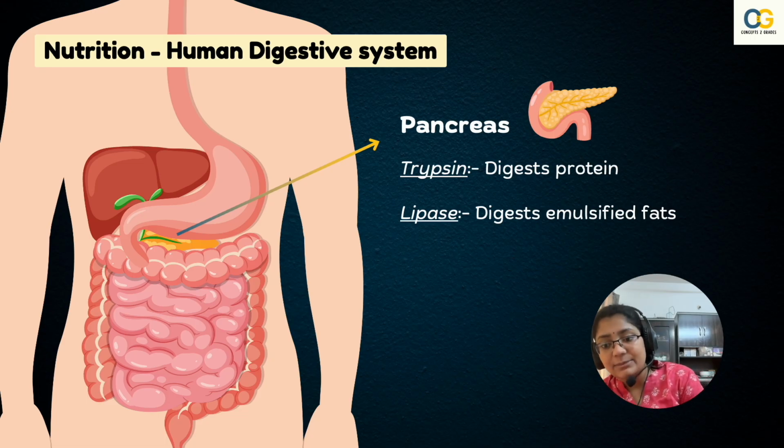Lipase digests these emulsified fats. So if bile doesn't act, lipase can't act. So bile has to emulsify fats, then lipase will digest the emulsified fats.